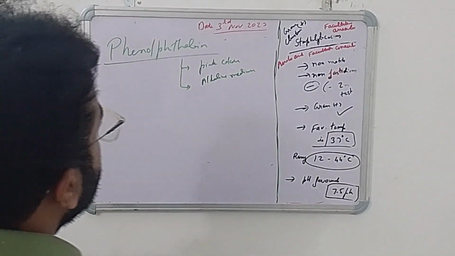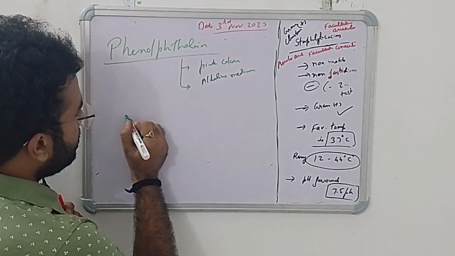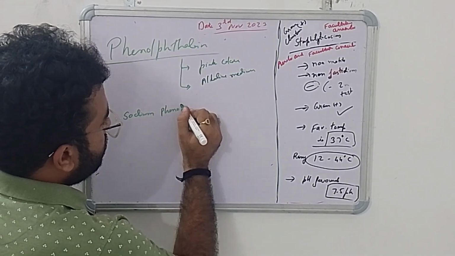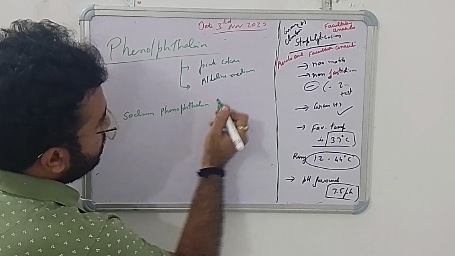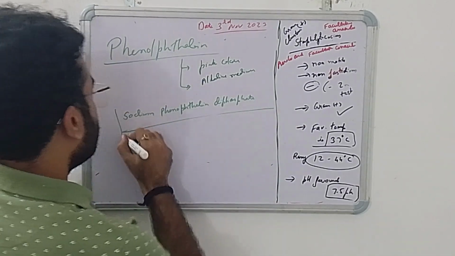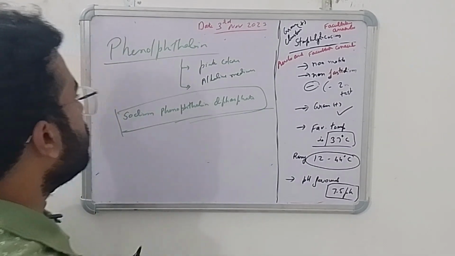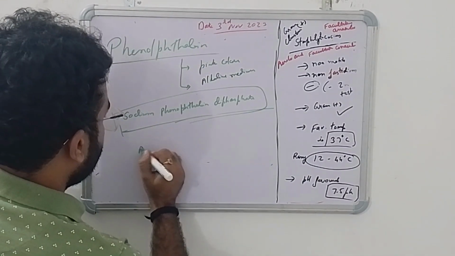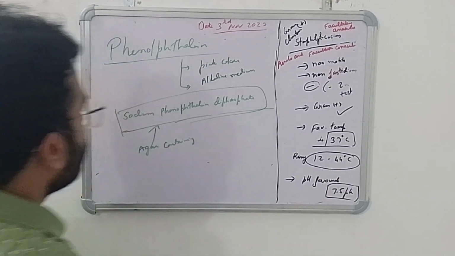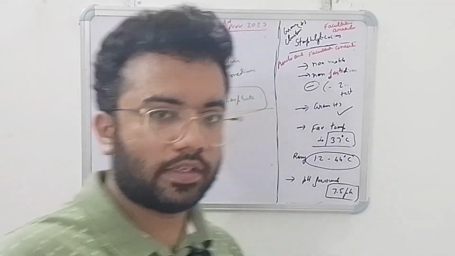Now, what to understand is that when you have agar containing phenolphthalein, we take an example of the compound sodium phenolphthalein diphosphate. This is a compound, it's not very hard, just memorize it. It can be asked in MCQs also. It is an agar containing this compound.